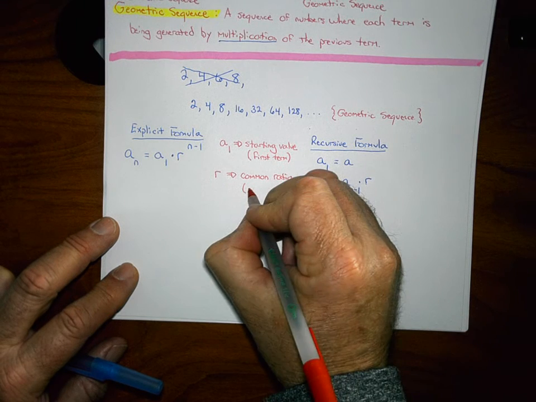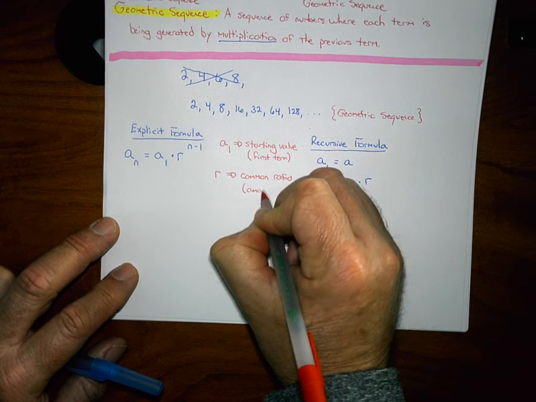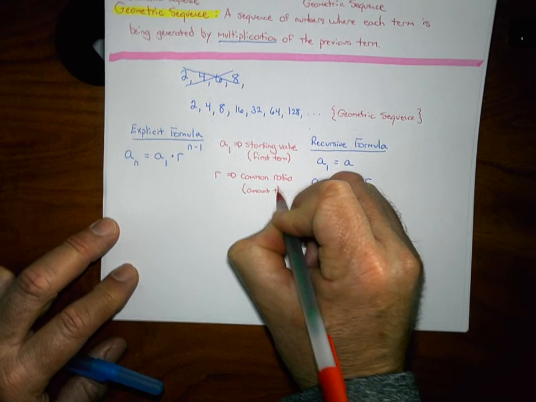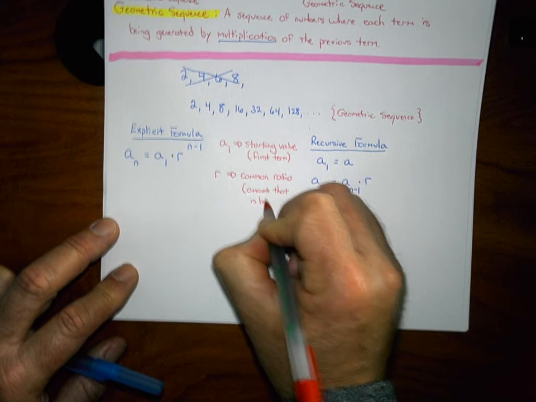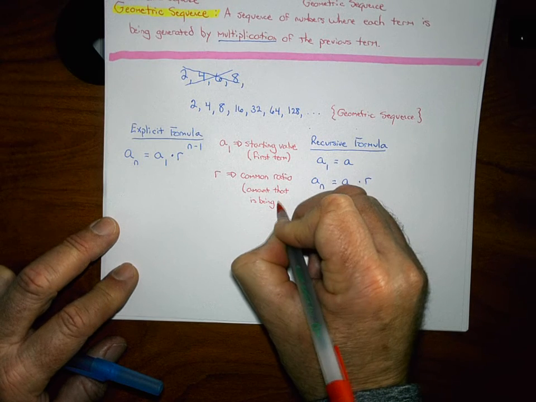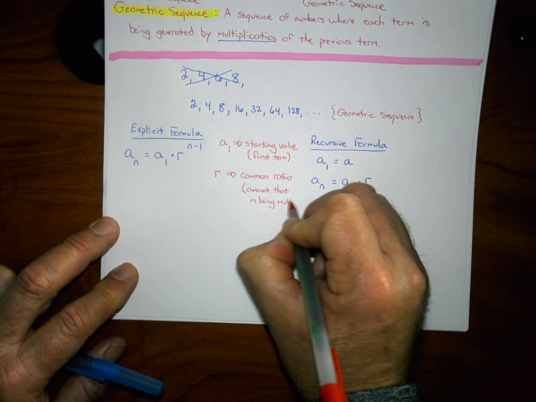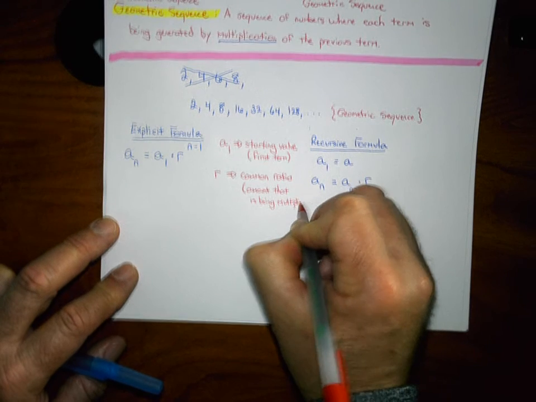Okay, so it's the amount that is being multiplied. I guess we could say that. Probably not the best way to put it, but I'm a math teacher and not an English teacher, okay?